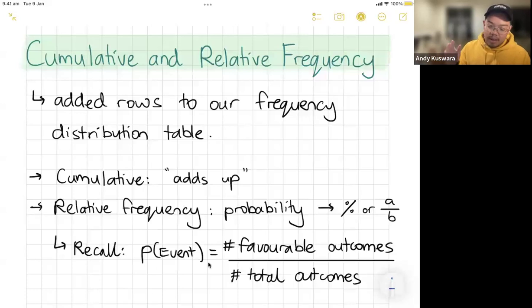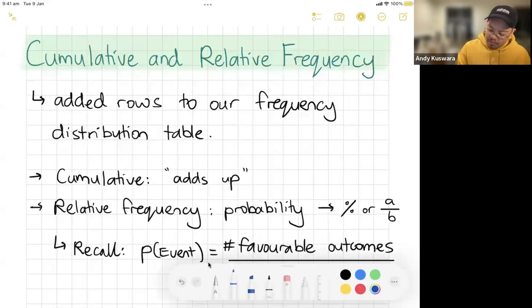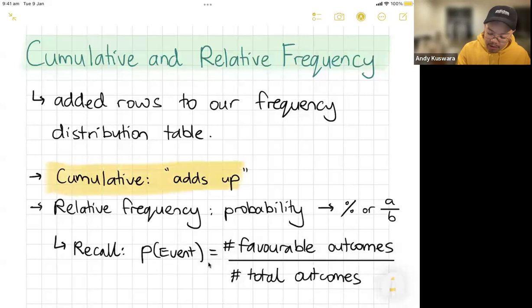Today we are talking about cumulative and relative frequency. Now, this is part of yesterday's, or that last video, talking about frequency distribution. It's another column that we add to our table. Cumulative is a fancy word that means to add up, and that's all you're really doing.